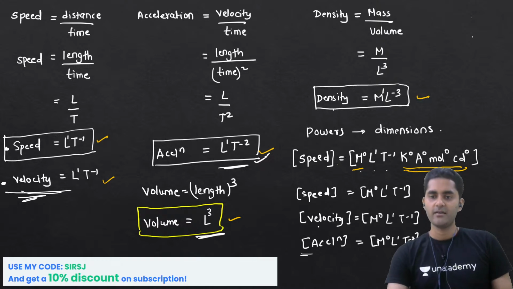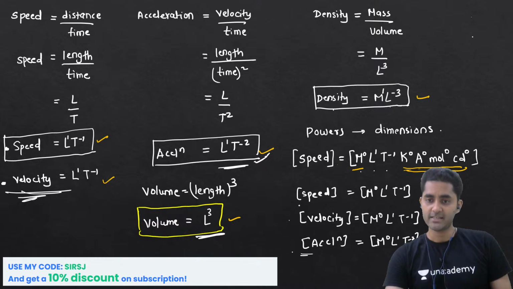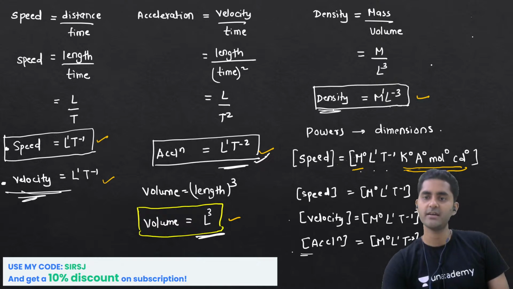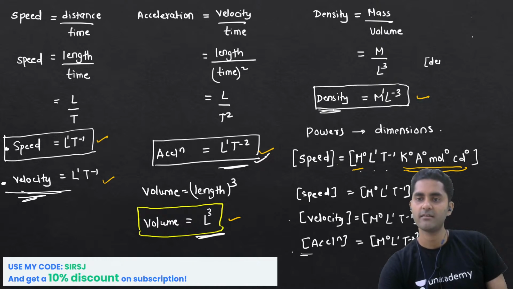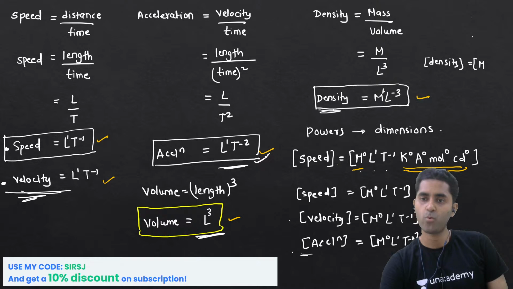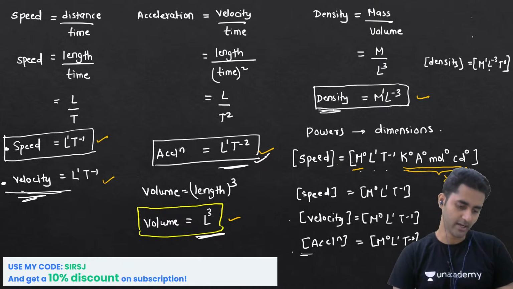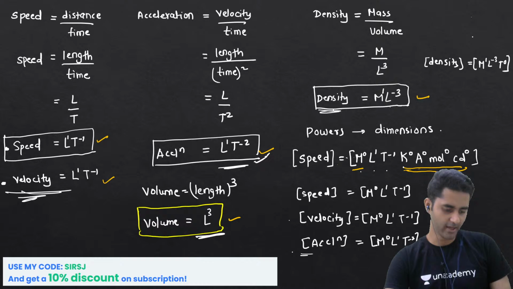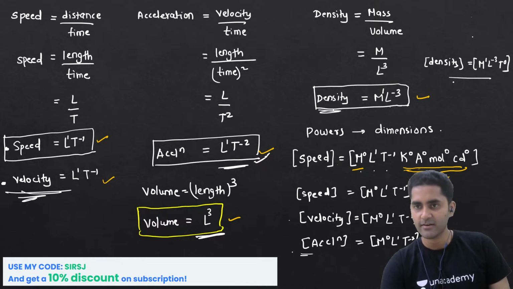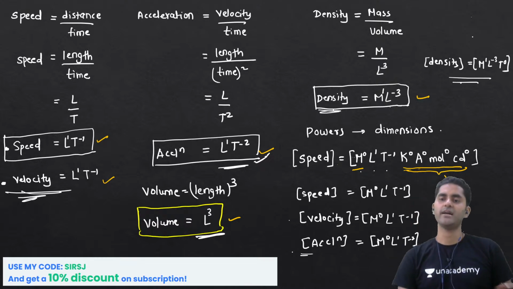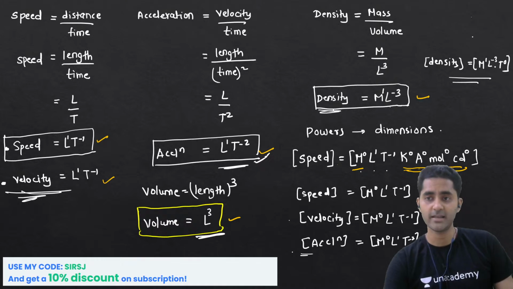Here you have speed, velocity and acceleration, the dimensions of all these quantities. Again, if someone asks you the dimensions of density, just write density, and the dimensions are M1 L minus 3 and T0, because it doesn't depend on time. So the dimensions of density are M1 L minus 3 and T0.